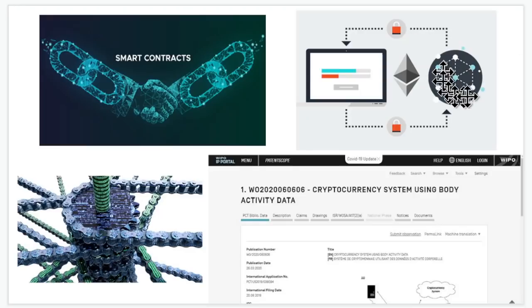Here's your cube. See your cube? You have to look at it a certain way to be able to see it as a three-dimensional thing here. Here's your pyramid standing and sitting on top of another pyramid. Okay. And here is your Bill Gates 060606 cryptocurrency system using body activity data, controlling people via paying them via smart contracts.